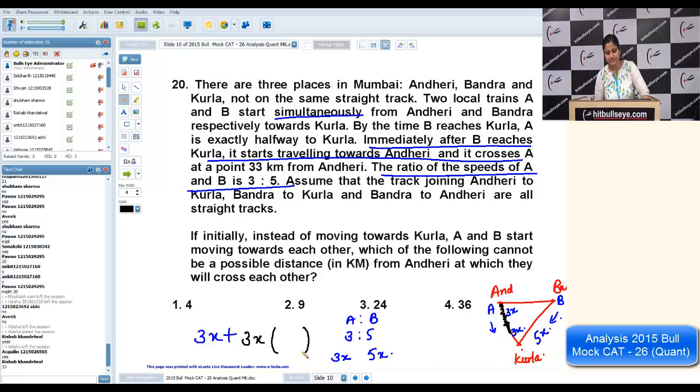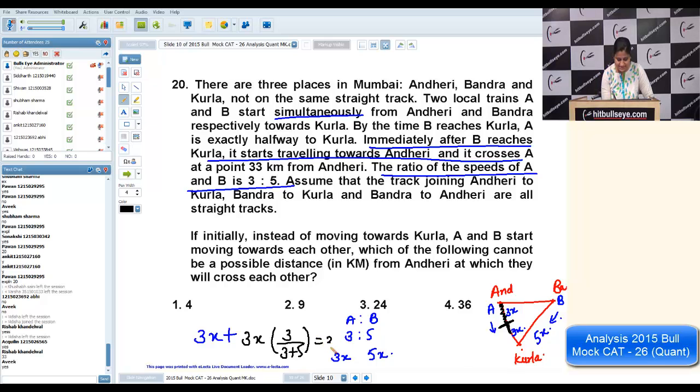Now the ratio was given 3:5. It means the distance covered will always be in the ratio of 3:5 between A and B. The total distance covered by A and B train is 3x. Out of that, A's share will be 3/(3 plus 5) into 3x. Is it okay? Now that was the crucial part, tougher. You got that? Yes, please confirm.